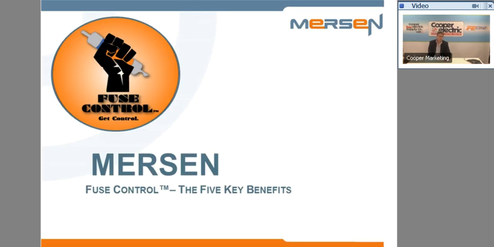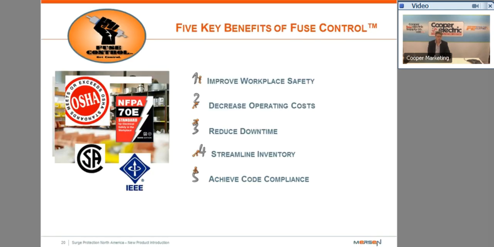Last topic really is just to review the Mersen Fuse Control Program. Again, this is really a replacement program of old and outdated fuses. Why is it important? What's the benefit to the customer? Here's really your key points. It's improved workplace safety. Obviously, OSHA has a lot to say, and NFPA 70E has a lot to say about work safety, for its people.